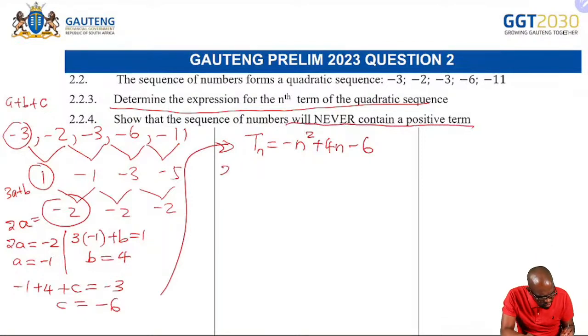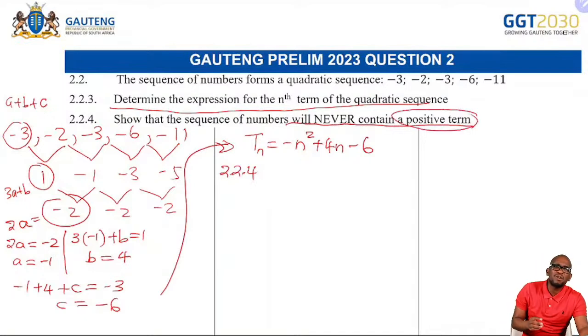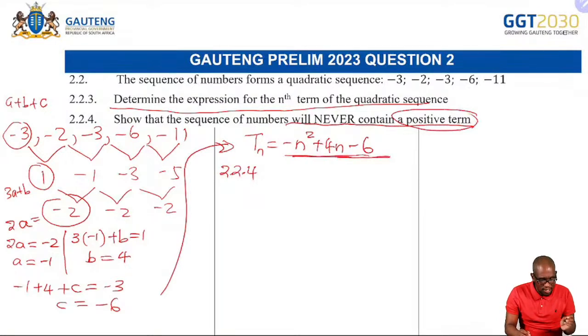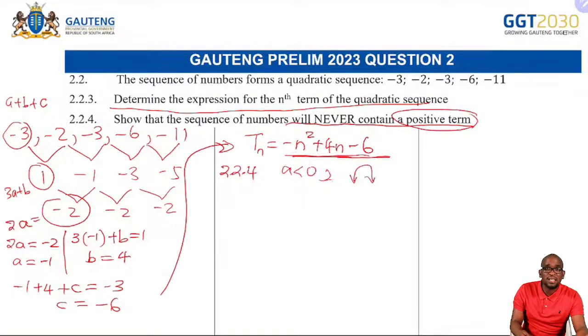Right, let's check what this question demands of us. Show that the sequence of numbers will never contain a positive term. So you need to show that there would never be a positive term. An approach that one can take here is to find the maximum. Remember, this is a quadratic function. You can see that a is negative, and if a is negative, you know that this parabola would be concave downwards, or faced downwards. So you know that it will have a maximum value.